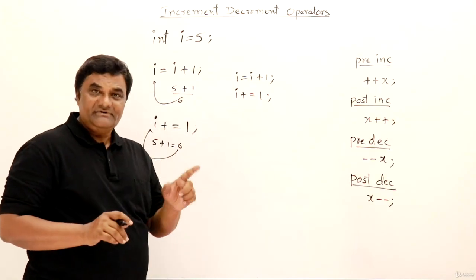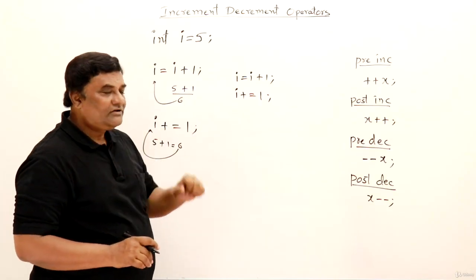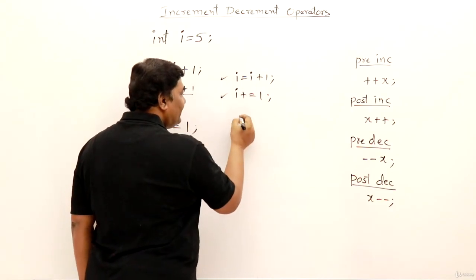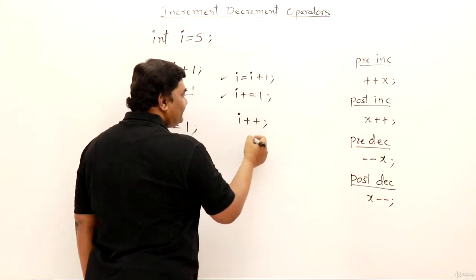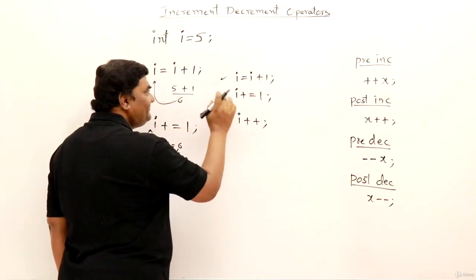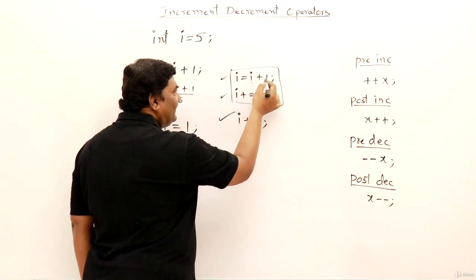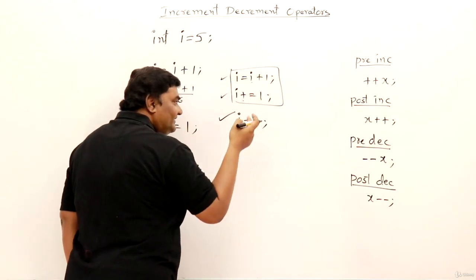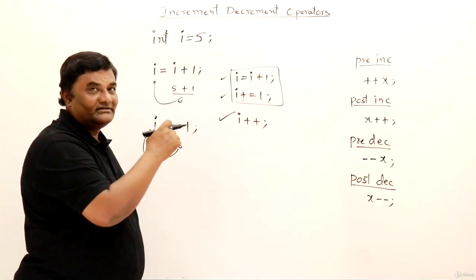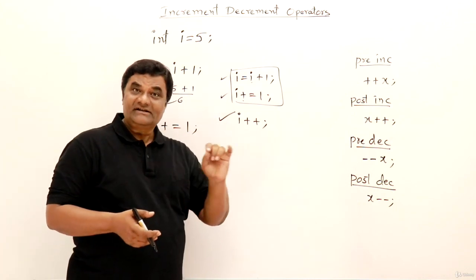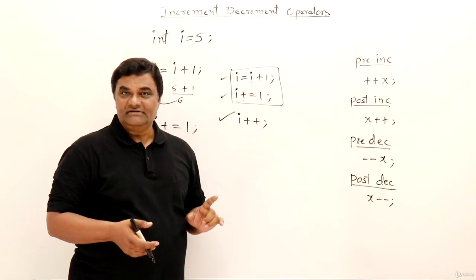That is the reason C++ has introduced the increment operator. So instead of writing it like this or this, we can write I plus plus. This also means the same thing. This is the same as these two statements. Here we are adding 1, here we are adding 1, and this also means adding 1. Once you get used to it, then it looks very simple that plus plus means increase the value by 1.